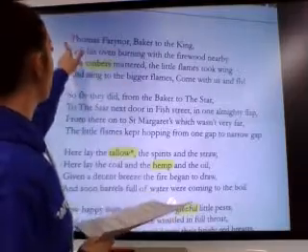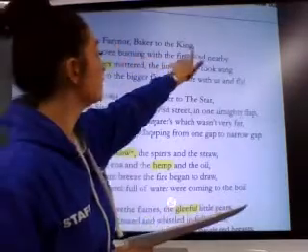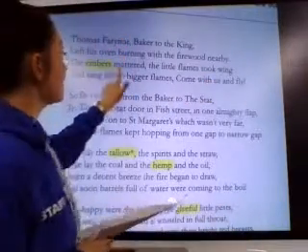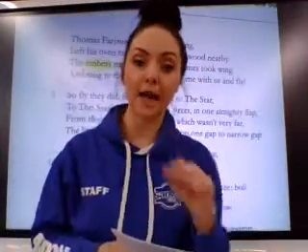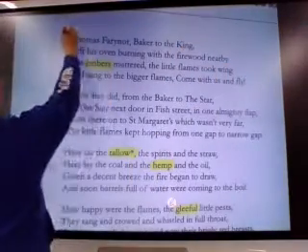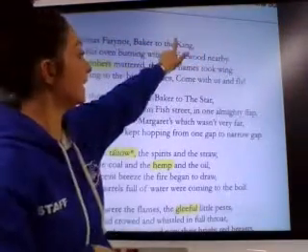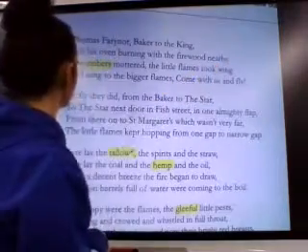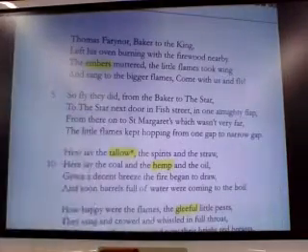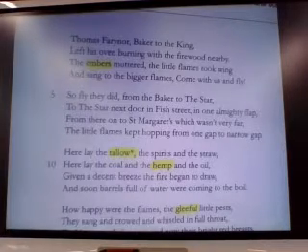So let's have a look at this first paragraph. Thomas Farrier, baker to the king, left his oven burning with the firewood nearby. The embers muttered, the little flames took wing, and sang to the bigger flames, come with us and fly. Now, I'm not sure if it's going to let me write on here. No, I don't think it is. So that first line then is A, yeah? And king rhymes with wing. So this third line would also be A. So up here this would be A. I'll write it on for you so you can see it. One second.